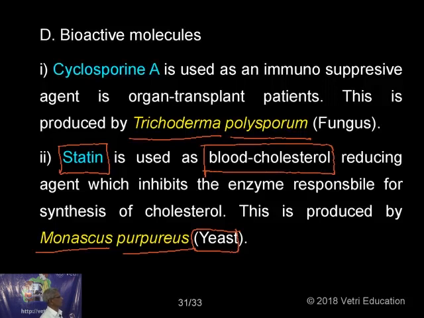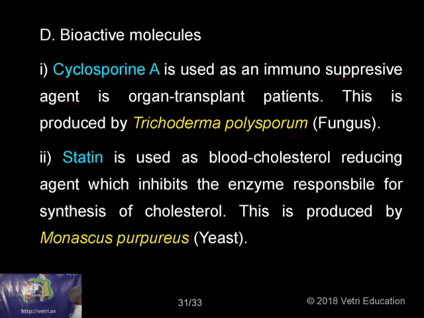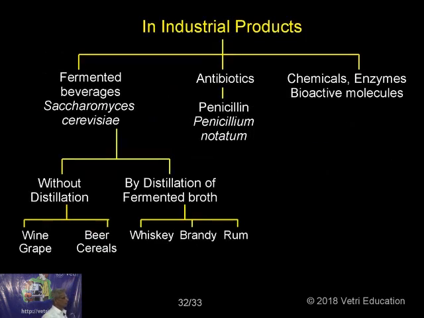Then cyclosporin A is produced from Trichoderma, and it is used as the immunosuppressive agent. So, these are all some of the bioactive molecules that man is depending upon for his better health. So, what are the different industrial products that we are using in our day-to-day life? Once again, I am completely summing up the whole thing.